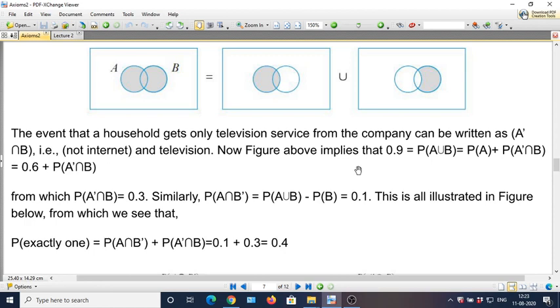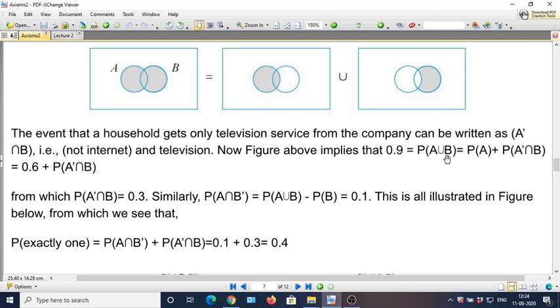What we know is that the probability of getting exactly one service is P of A intersection B complement plus P of A complement intersection B. That is, in this whole figure, we should only remove this part, that is A intersection B. We should include this part and this part, which is what we have done here. Individually, these two can be calculated.